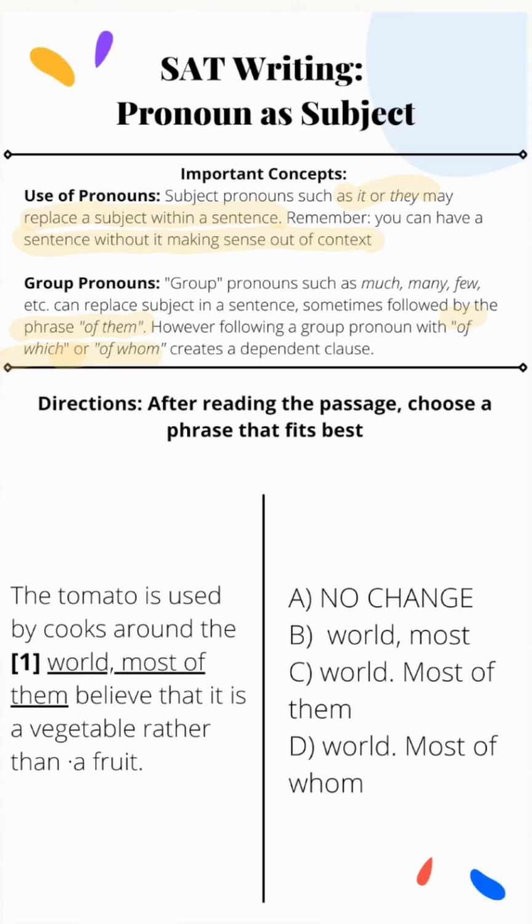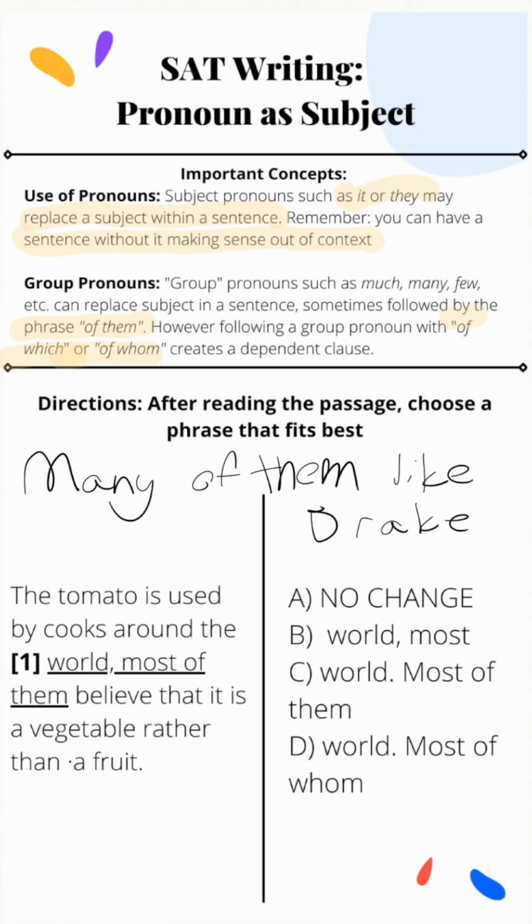So let's just give an example of which. Many of them like Drake. Now we have this sentence here, many of them, even though it's not specified who many of them are, this is still considered a complete sentence within the English language. We can even drop of them and say many like Drake, and that would still be considered a complete sentence. However, if we replace that of them with of which or of whom, many of which like Drake, that is no longer a complete sentence.